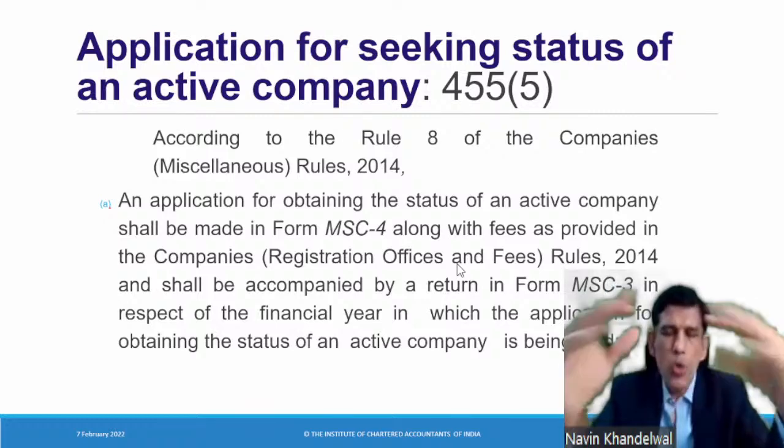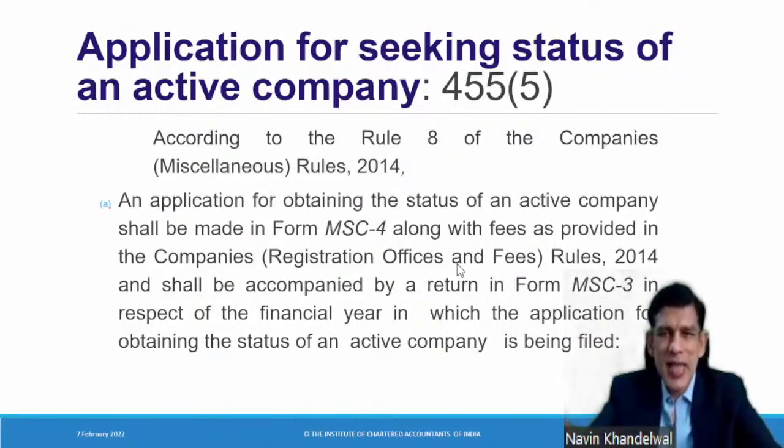Now, how do I regain my status as an active company? How to regain the status of the active company?